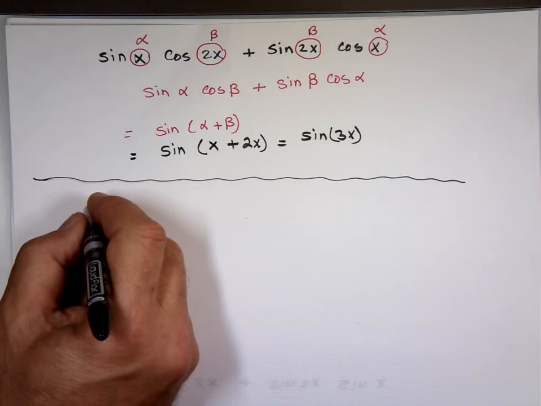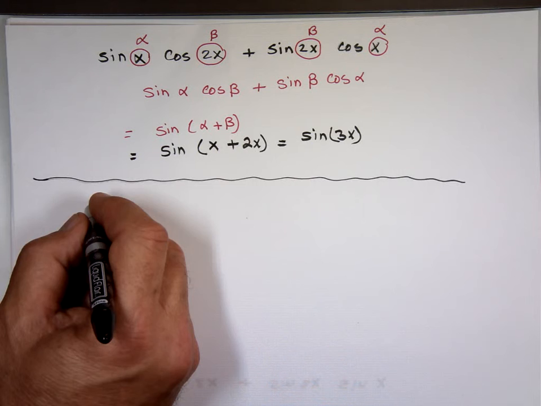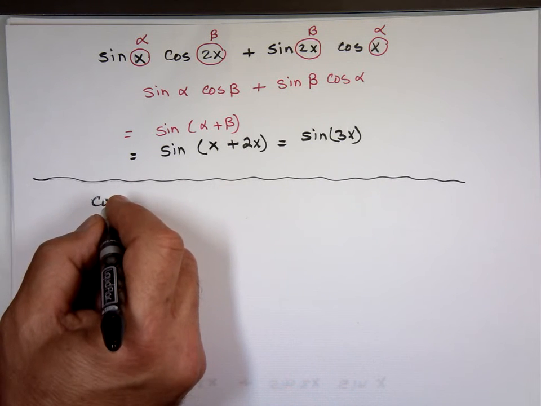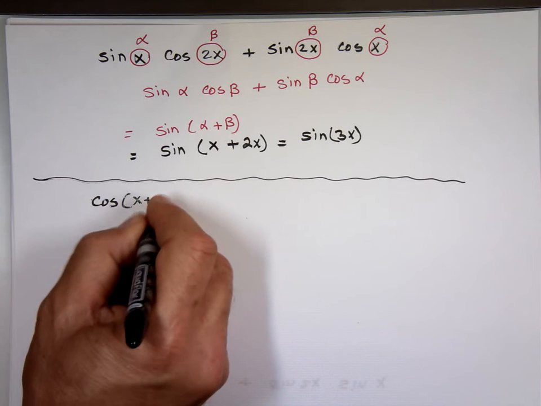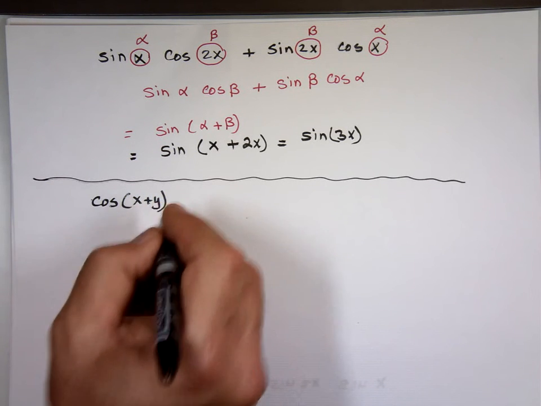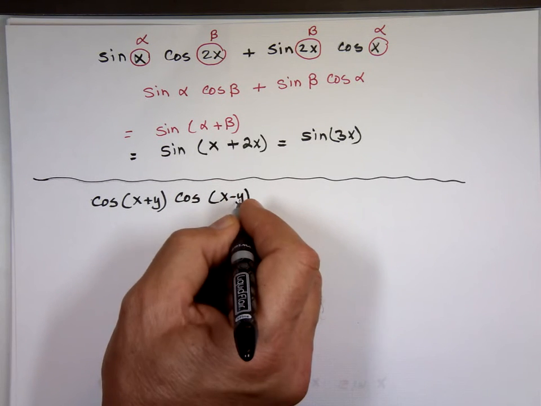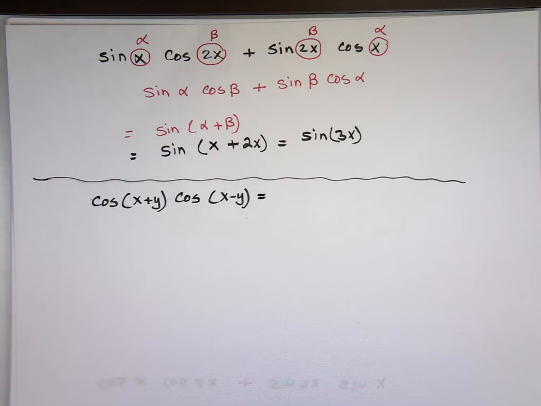Here we go. How about this one? Simplify cosine x plus y times cosine x minus y. We want to simplify that: cosine x plus y times cosine x minus y.